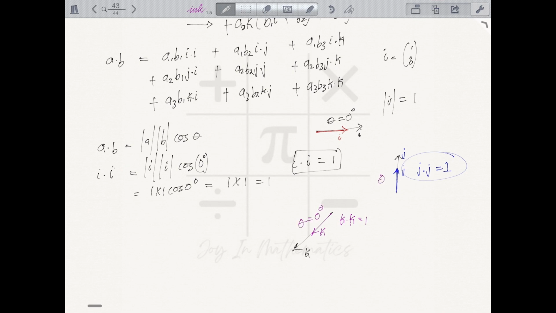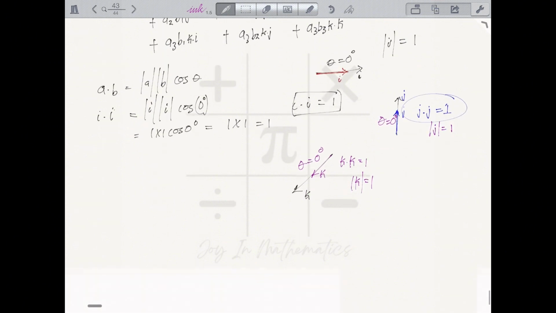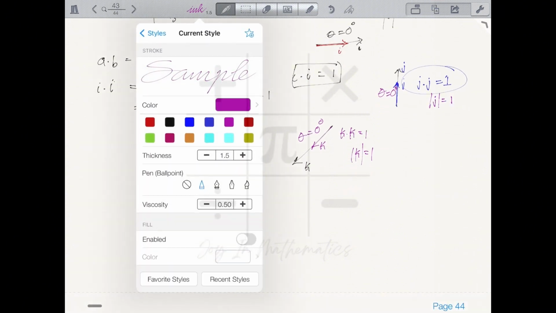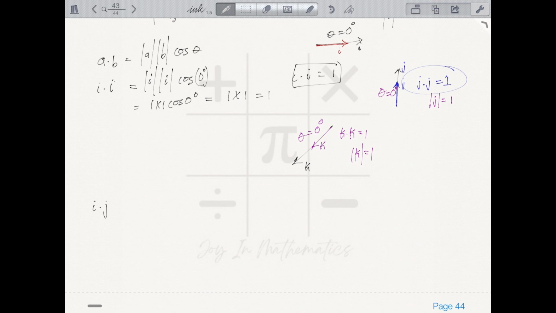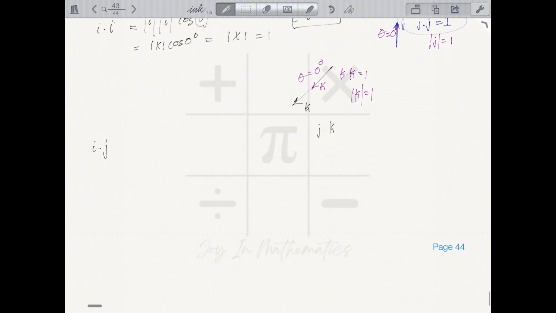Likewise, the angle theta here is 0 degrees. The modulus of K is equal to 1. The modulus of J is also equal to 1. However, if we have I dot J, or we have J dot K, or any other contradicting terms, let's begin with I dot J. This is I, and this will be our J. The angle between them, angle theta, is equal to 90 degrees.